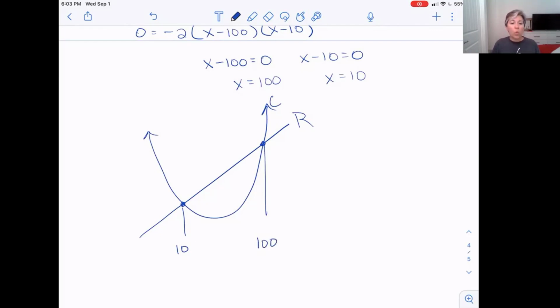So remember, you want your revenue to be higher than your cost. So it's here in between 10 and 100 that you're going to make a profit. That's why both of these break-even points are important, because you need to know whether or not you need to be on the outside of those break-even points or the inside in order to make a profit, where your revenue is higher than your cost.